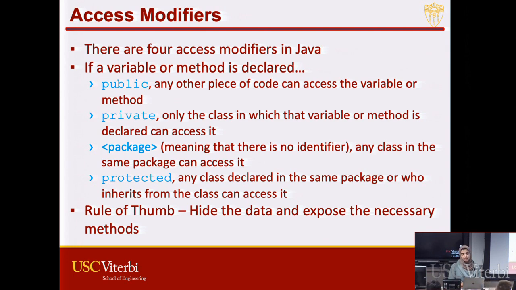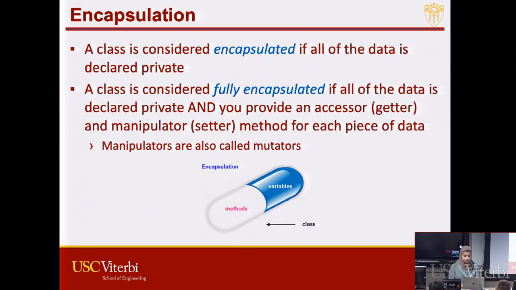We also have package. Package is the default, meaning that there is no identifier. Any class in the same package can access it. We have protected. Any class declared in the same package or that inherits from the class can access it. So which one should we use? We should hide the data using private and expose the necessary methods.